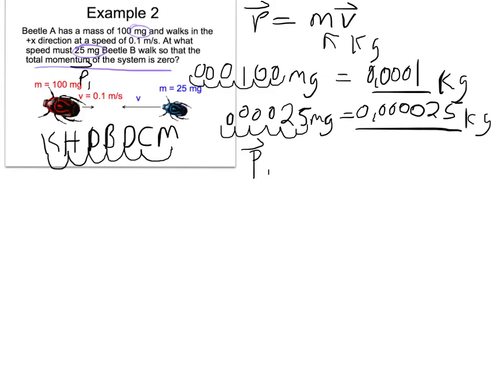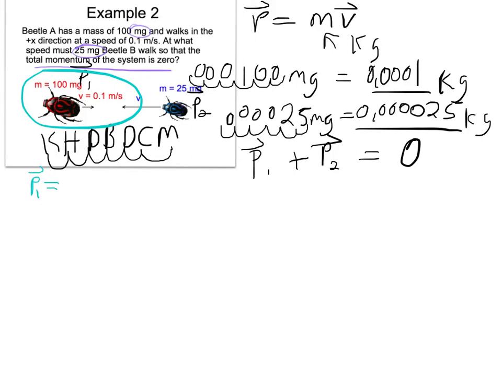So our total momentum has to be 0. And it gives us all the information we need to find the momentum of bug 1. We've got his mass and his velocity. So let's do that real fast. Momentum of bug 1 equals mass times velocity of bug 1.